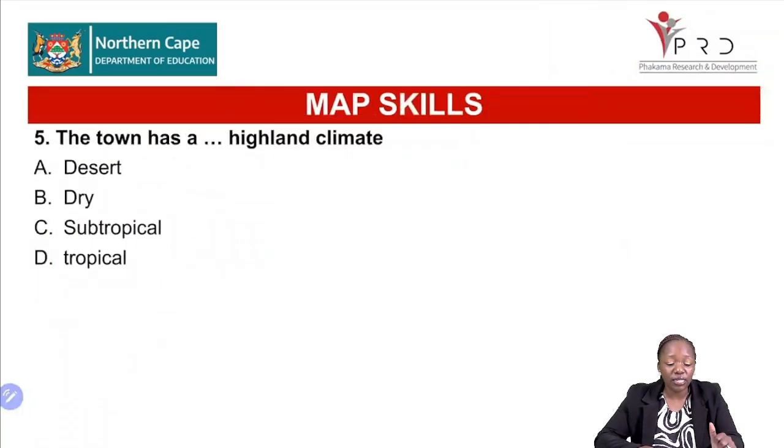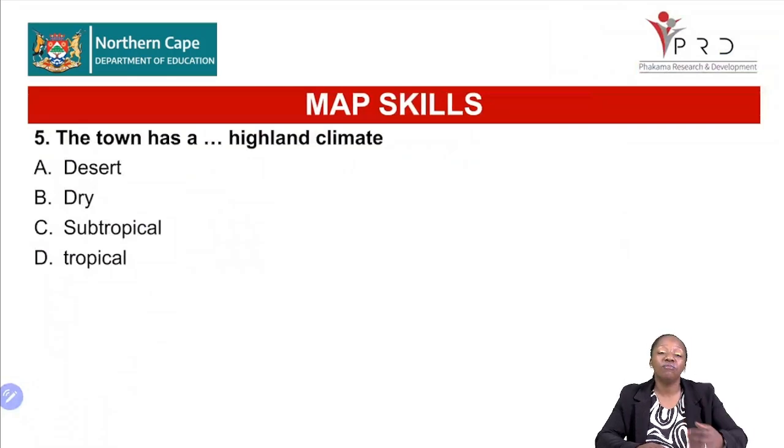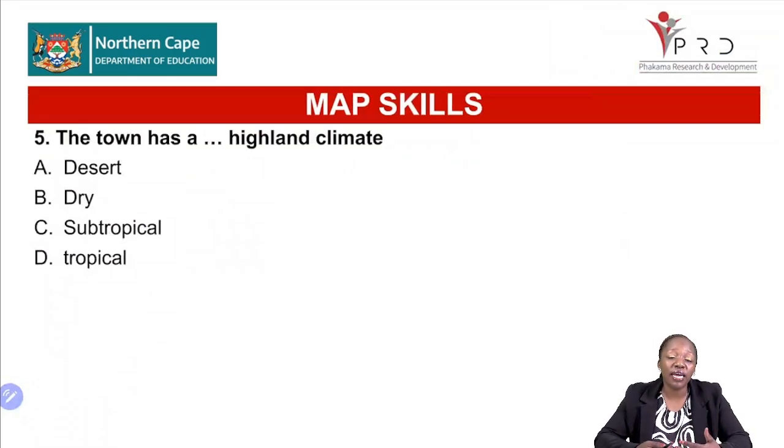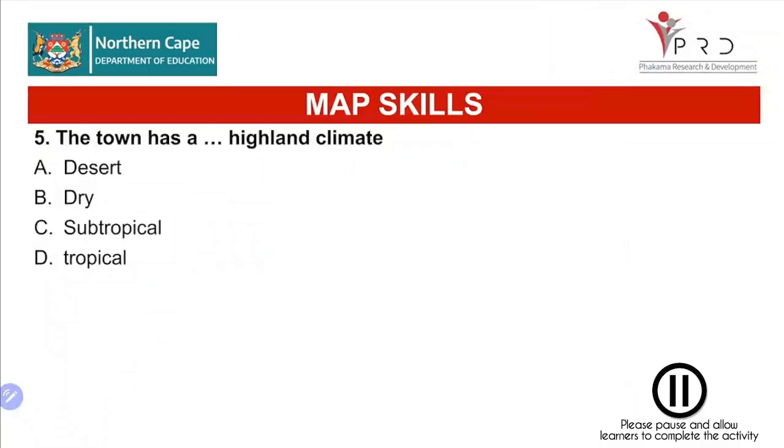Then we're looking at question number 5. It says the town, we're talking about Ladysmith town, has a dash highland climate. So here we are looking at the climate. If you are not familiar with the area, the general information will assist you. We have 4 options. Is it a desert highland climate? Is it a dry highland climate? Is it a subtropical highland climate? Or is it a tropical highland climate? Again, I'm going to give you another 1 minute, and after 1 minute, we proceed to the correction.